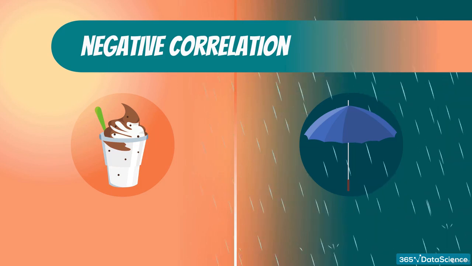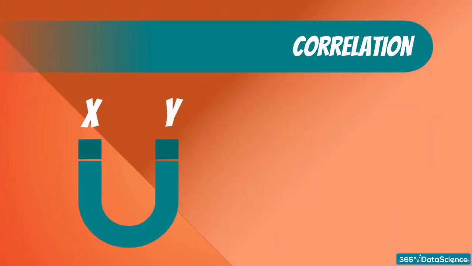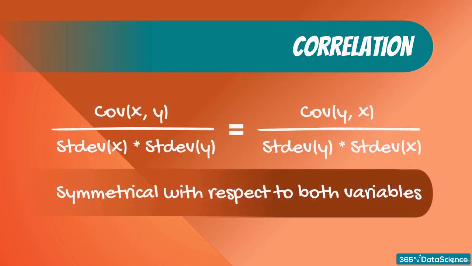All right, before we continue, we must note that the correlation between two variables x and y is the same as the correlation between y and x. The formula is completely symmetrical with respect to both variables. Therefore, the correlation of price and size is the same as the one of size and price.